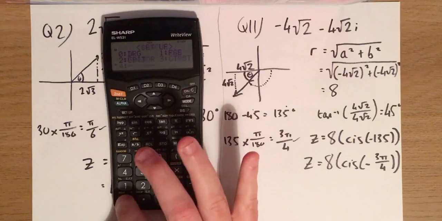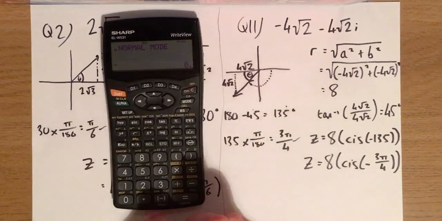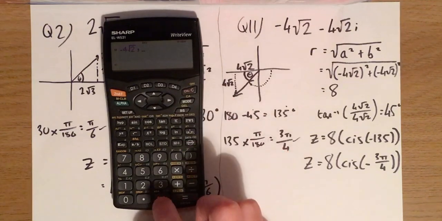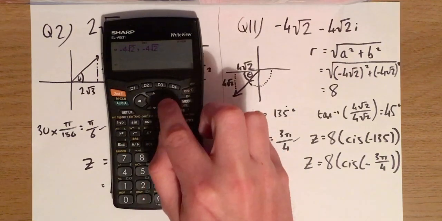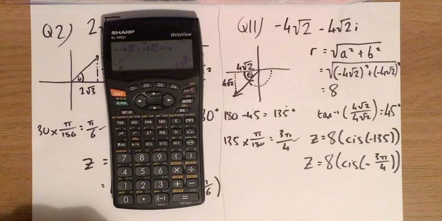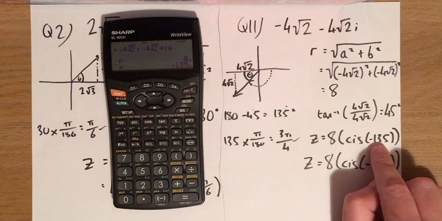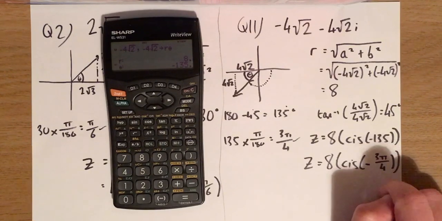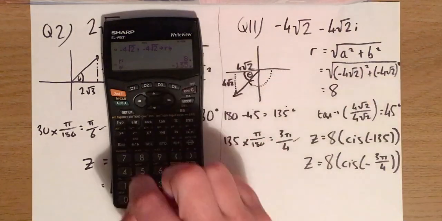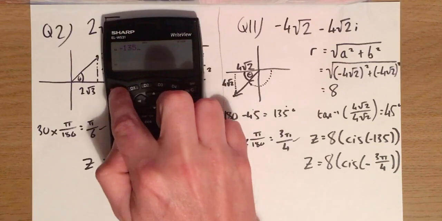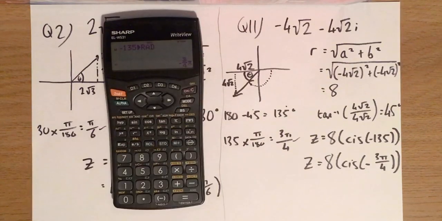We could also do it, as I say, in degrees mode. So set up 0, 0. So minus 4 root 2 xy minus 4 root 2, second function 8, and there's my 8 and my minus 135 degrees. Multiply that by pi over 180, gets you minus 3 pi over 4, or minus 135, second function decimal does it for you as well.